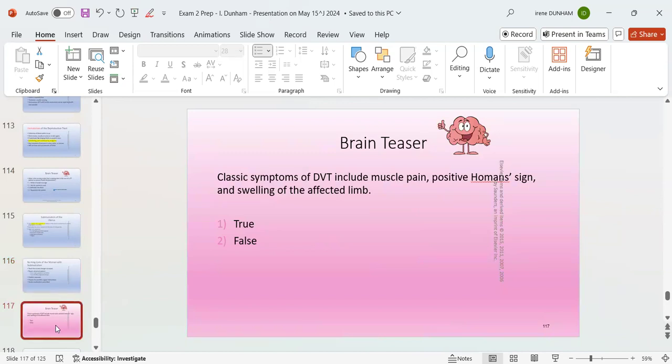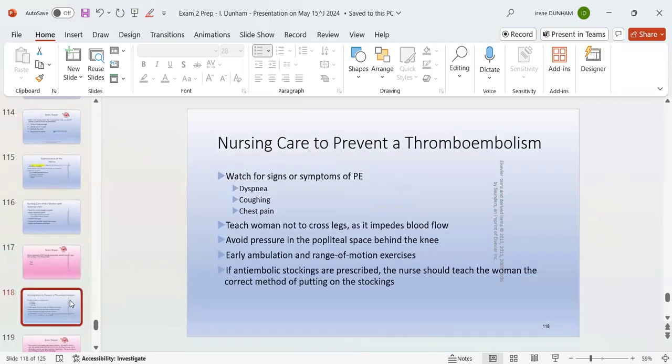Here's a nice question on this. Classical symptoms of DVT include muscle pain, positive Homans sign, and swelling on the affected limb. Is that true or false? True. You got it.